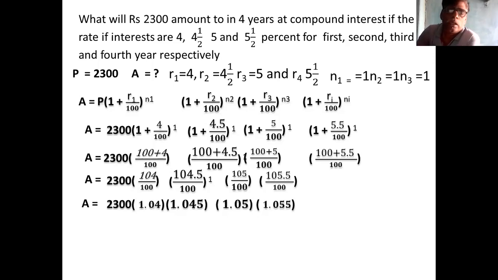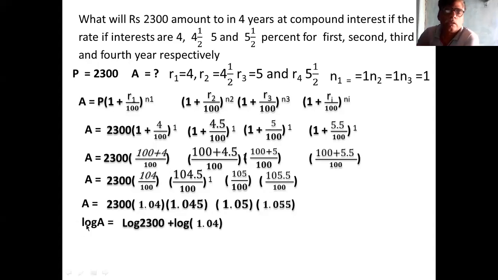2,768.98. Okay, that is the answer. Right answer. But you are not permitted to use a calculator here. You have to apply the log. You apply the log and ascertain the answer.